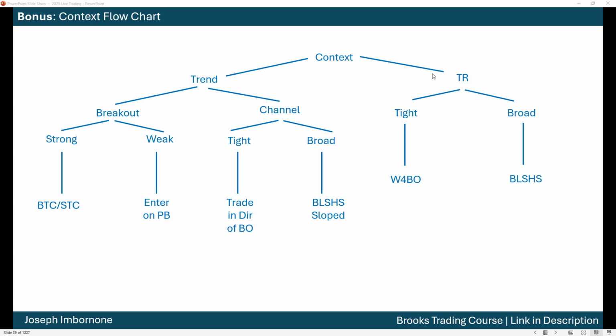And you can see it's a binary decision tree. So at the top, the question is, what's the context? Market is always either in a trend or a trading range. And from there, you keep the binary decisions going. So context, trend, or trading range. If it's a trend, is it a breakout? Is it a channel? If it's a breakout, is it strong? Is it weak? If it's a channel, is it tight or broad? If it's a trading range, is it tight or broad? And you have to be able to identify and classify the context because you trade each scenario and each phase of the market cycle differently.